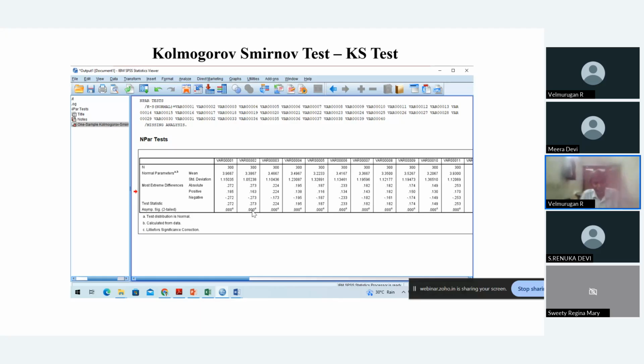Okay, ma'am. So for the service quality data set, as the population is normally distributed, we employed parametric tests. As the customer satisfaction data set is found not normally distributed, I employed chi-square. Okay, ma'am. Any other questions, ma'am?